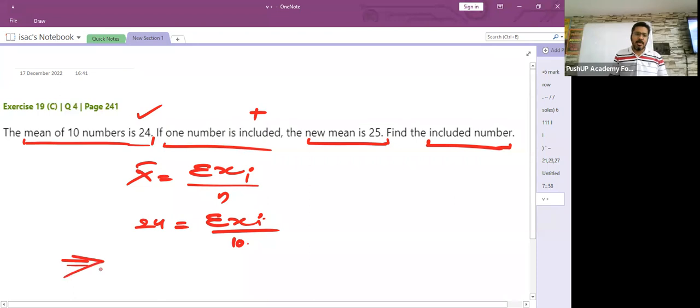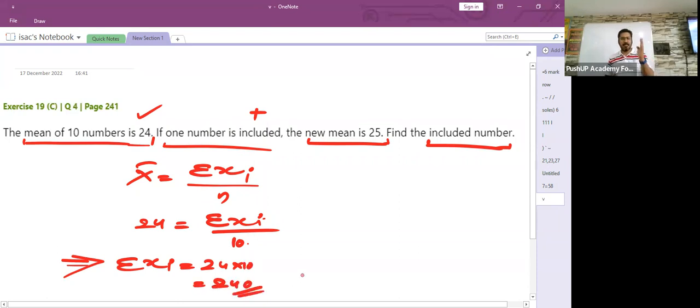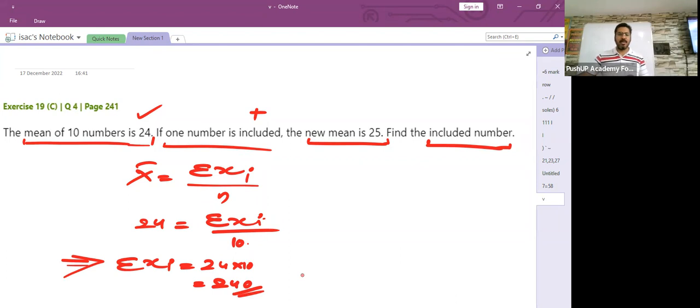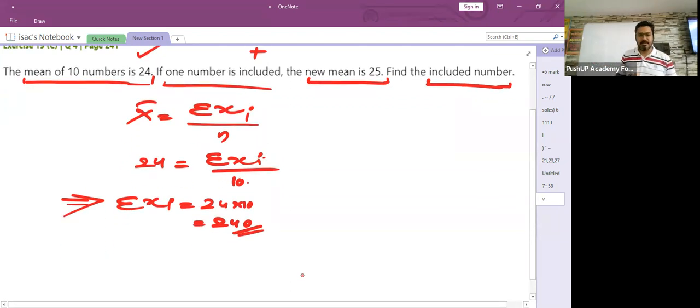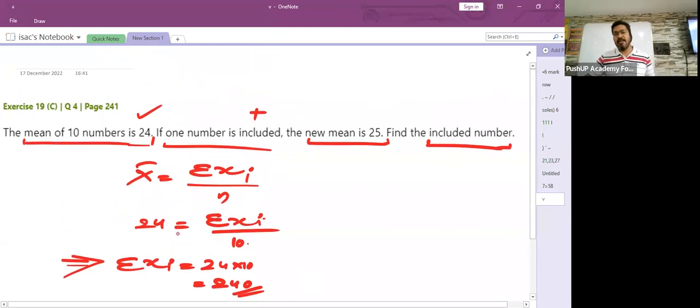So children, this would imply that the sum of all the 10 observations would be 24 into 10, that is equal to 240, right? If you take the sum of all the 10 observations, like x1 plus x2 plus x3 plus x4 till x10, you would have got 240 as the sum. Now, to the sum of all these observations, you are adding one more extra observation. See this, one number is included. So let me assume that the number which you are including is x11. Isn't it? There were numbers till x10.